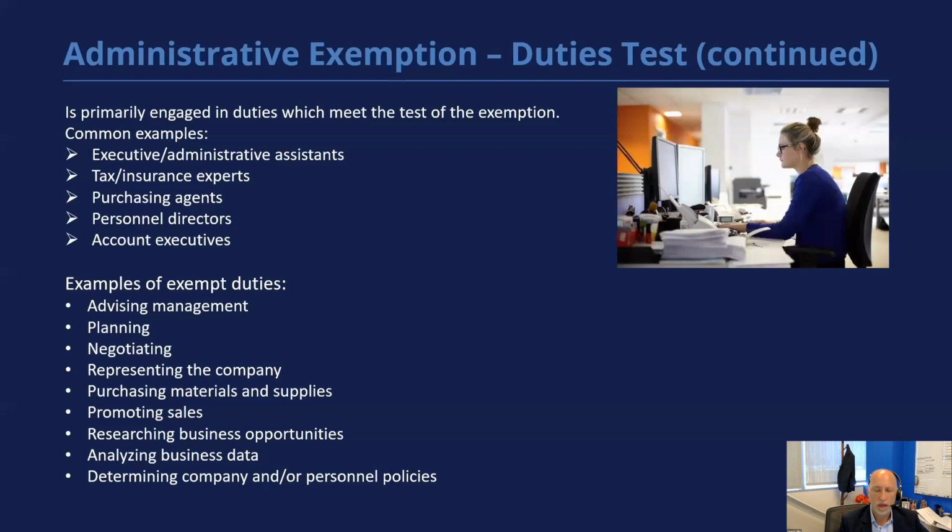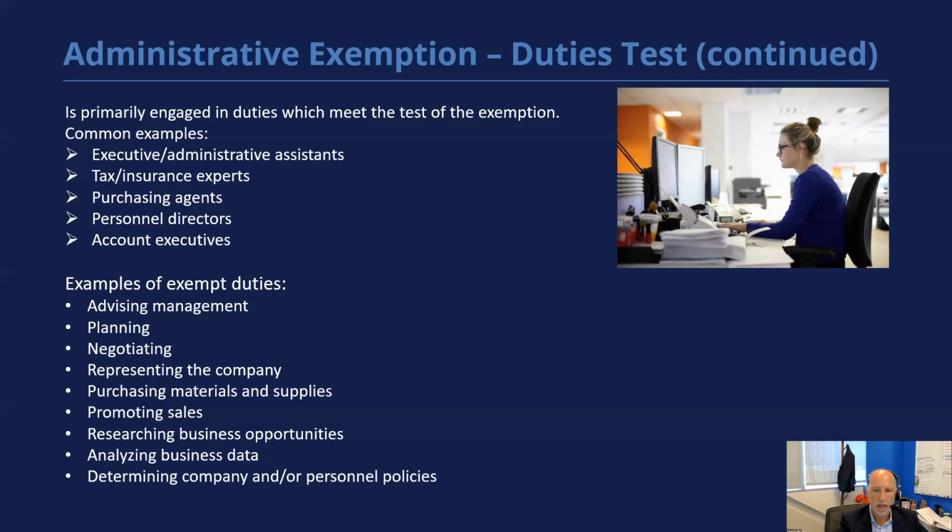Of course, as before, the employee needs to be primarily engaged in the duties which meet the test of the exemption. So for administrative exemption, common examples of positions, and again, the law does not take into account the title. They really look at the actual duties. But here are titles of employees with the assumption that these duties satisfy the exempt criteria, but typically executive and administrative assistants, tax and insurance experts, purchasing agents, personnel directors, account executives.